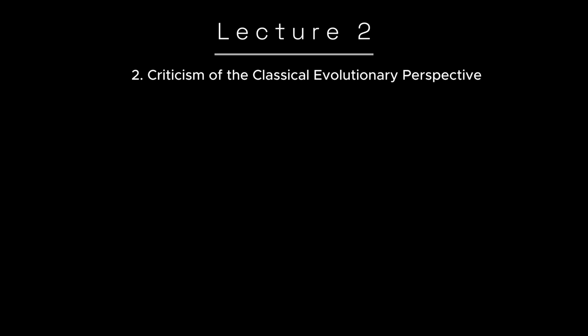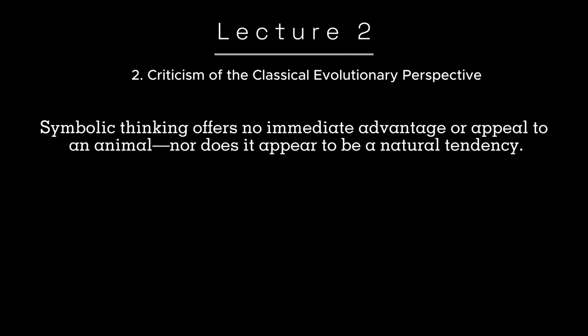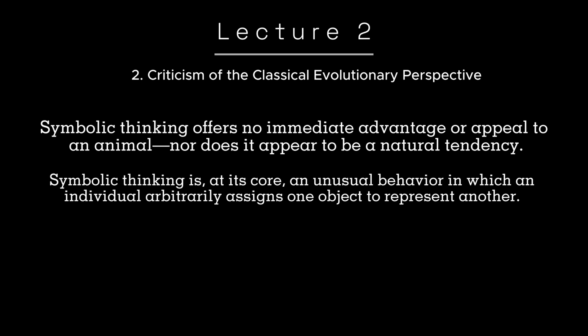Upon closer examination, symbolic thinking offers no immediate advantage or appeal to an animal, nor does it appear to be a natural tendency. Stripped of complex explanations and analyses, symbolic thinking is, at its core, an unusual behavior in which an individual arbitrarily assigns one object to represent another. We take a sign as a referent, attribute the functionality of one object to another, and even begin using objects as if they were something else entirely.